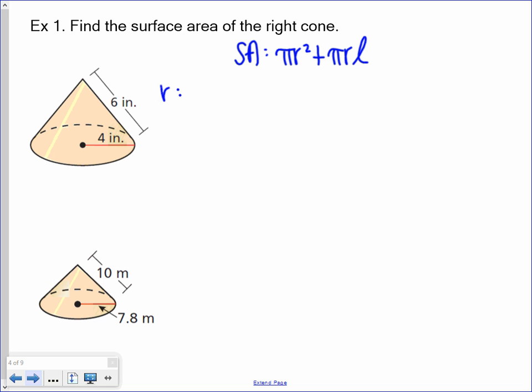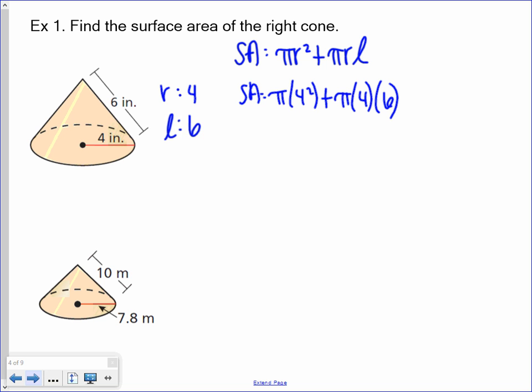Jake Walker, what's the radius of this cone? The radius of the base? 4. And then your slant height is 6. See how it's marked on the outside going at a slant? That's how you know it's the slant height. So from here, we just plug them all in: pi times 4 squared plus pi times 4 times 6.